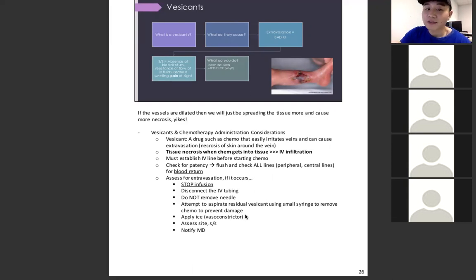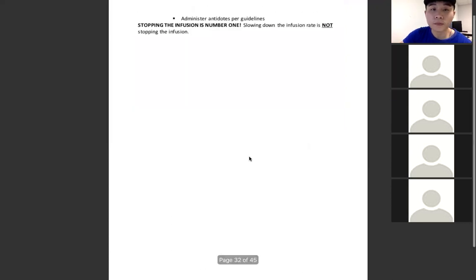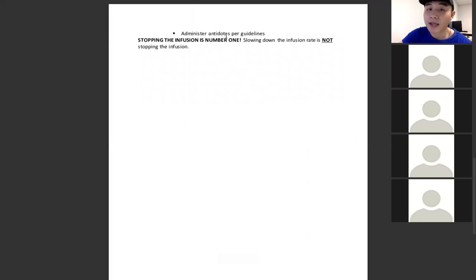So if there's a question about vesicant, we do not notify the MD as a priority. We do everything like this first before we notify the MD. And the priority is stop infusion. We can administer the antidote per guideline, but this is after notifying the MD. Stopping the infusion is number one. Slowing down the infusion rate is not stopping the infusion, okay? So stop means stop.